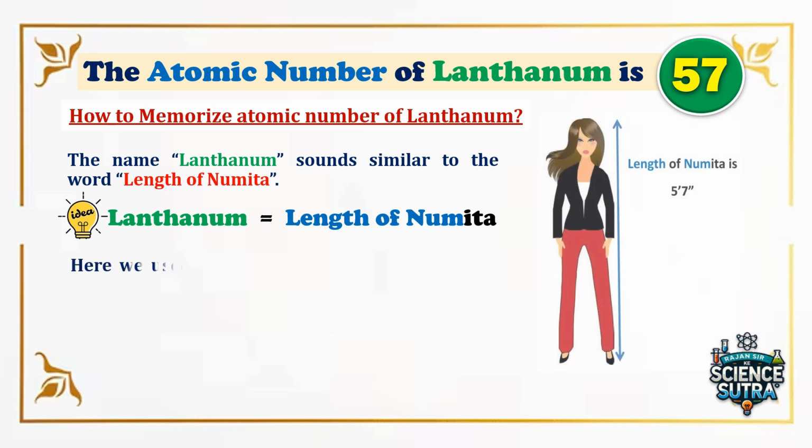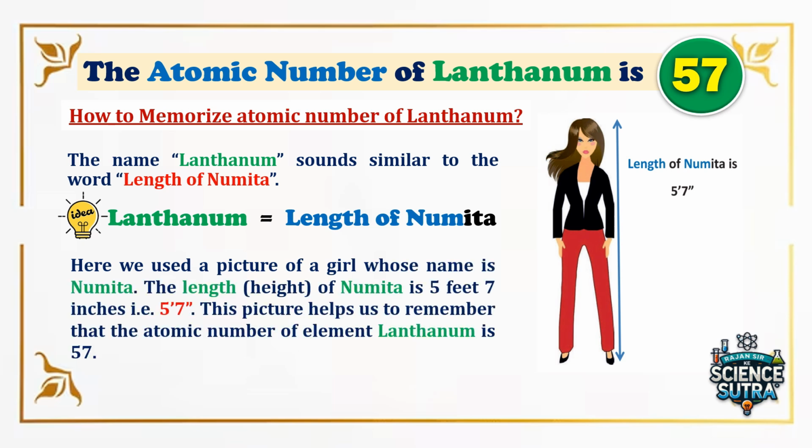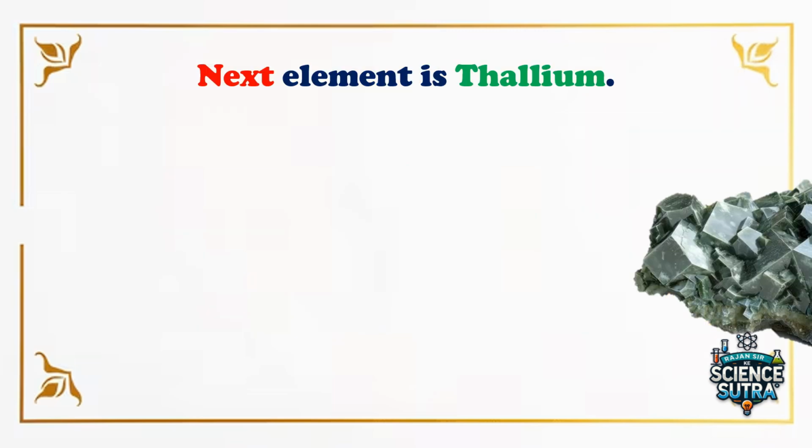Okay. So we use this relationship to make a picture of a girl whose name is Namita. The length of this girl, or you can say height of Namita, is 5 feet 7 inches. We can write it in the numerical form like this, 5, 7. This picture helps us to remember that atomic number of element lanthanum is 5, 7, means 57. So length of Namita is 5, 7, 57. So lanthanum 57.